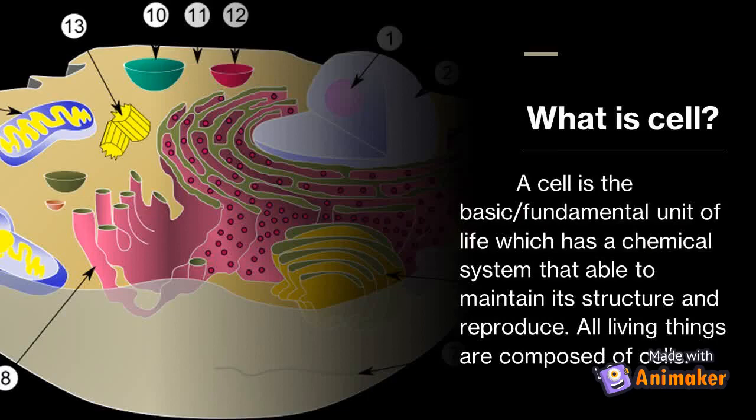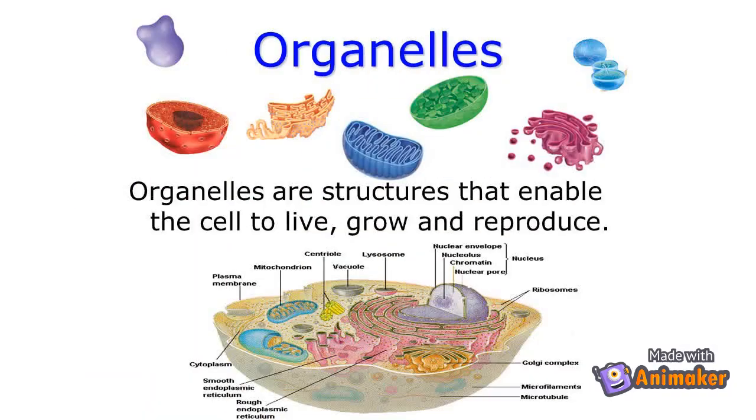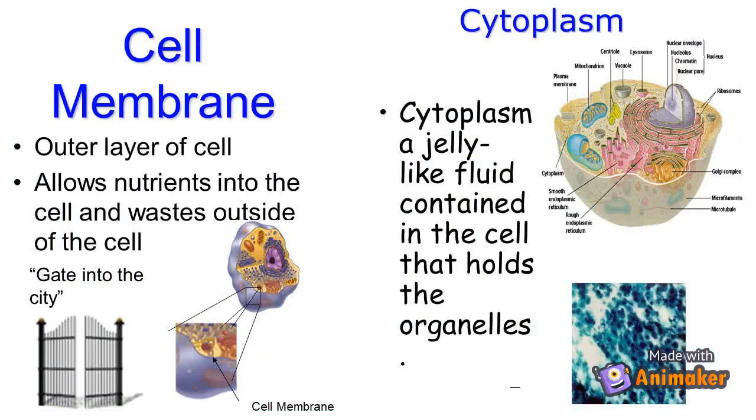What is a cell? A cell is the basic or fundamental unit of life which has a chemical system able to maintain its structure and reproduce. All living things are composed of cells. Organelles are structures that enable the cell to live, grow and reproduce. Organelles can be seen with the use of a light microscope. There are different organelles found inside the cell.